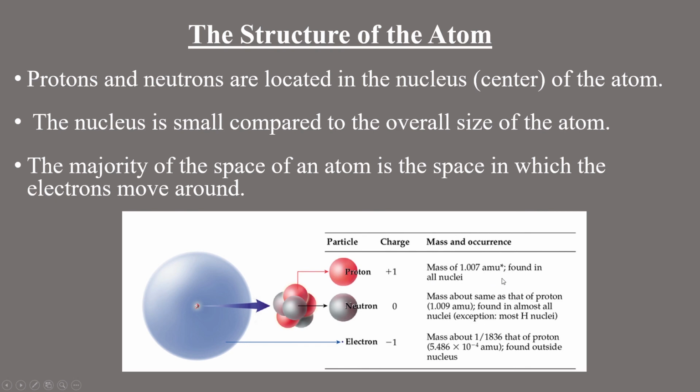AMU is the unit, atomic mass unit, and we use this unit to represent the masses of electrons, protons, neutrons, and atoms. The mass of the neutron is about the same as the mass of the proton, and it is 1.009 AMU. It is found in almost all nuclei except most hydrogen nuclei. For the electron, its mass is 1 by 1836 the mass of the proton, and it is found outside the nucleus.